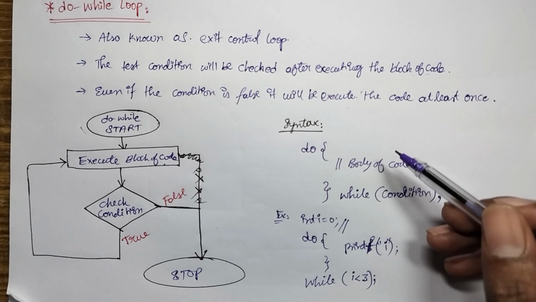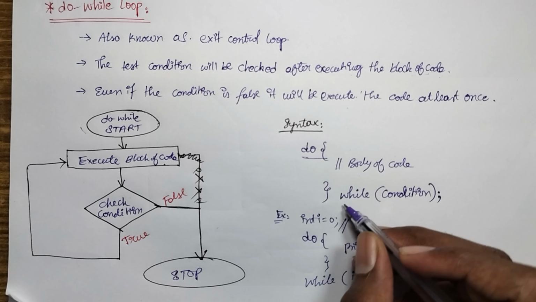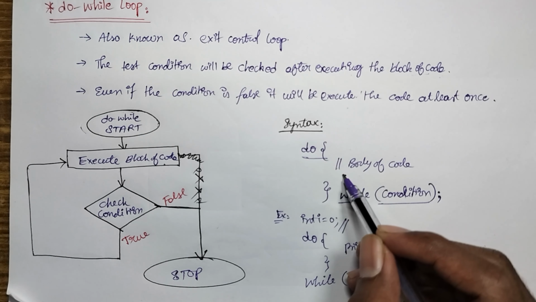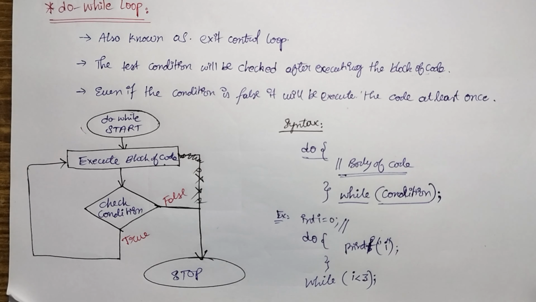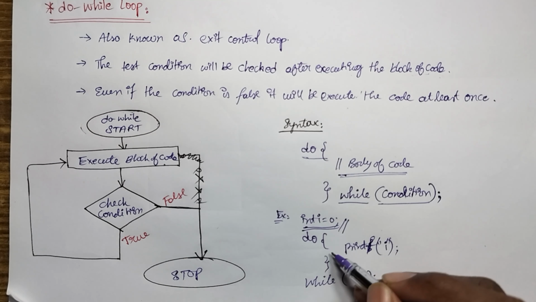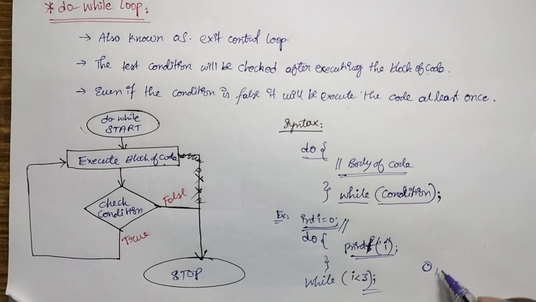The syntax of a do while loop is here. It will start with do, and it will end with while, followed by the condition. In between them, the code will be there. For example, here int I is created, and for do, it will print the value of I until the I value is less than 3. So the output will be 0 1 2.